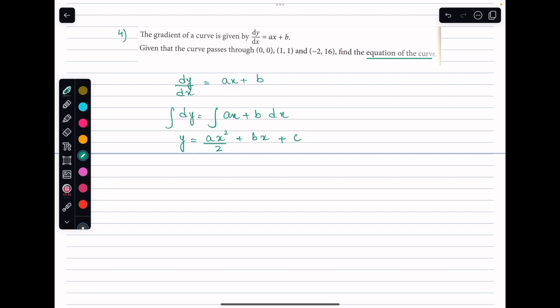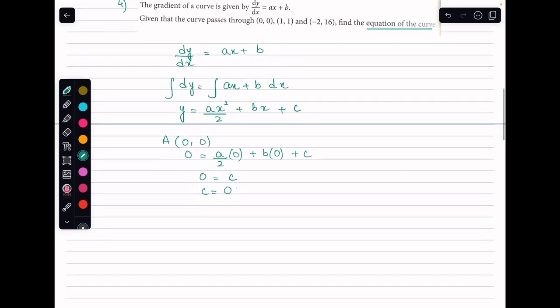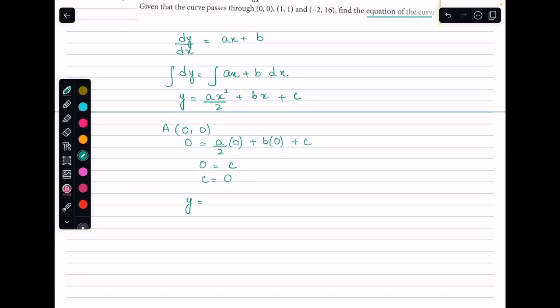For that, I will first be using the first given point, which is (0, 0). If I substitute y as 0 and x as 0, obviously I can see that a and b are getting eliminated. From here, I can see that my c value is 0, which leaves me with the equation y equals ax squared divided by 2 plus bx. So my equation has reduced to ax squared divided by 2 plus bx.